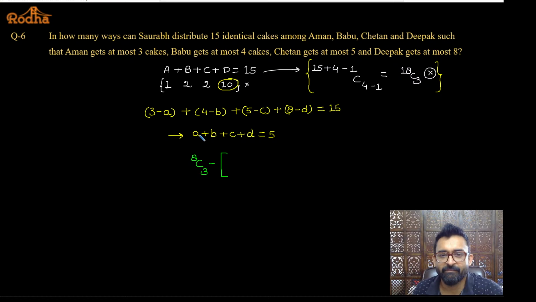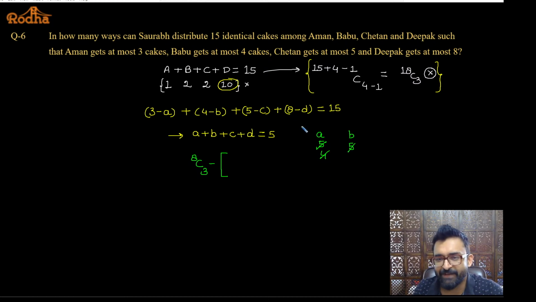A cannot be 5 or 4. Yes or no? Yes. If A is 5 and 4, no problem. But if A is 5 or 4, then B will not be possible. B cannot be 5. Yes. So these are the cases I need to subtract. Do you agree with this?